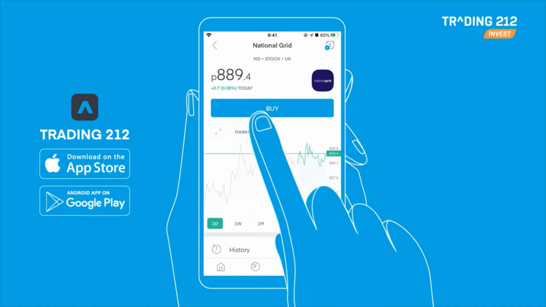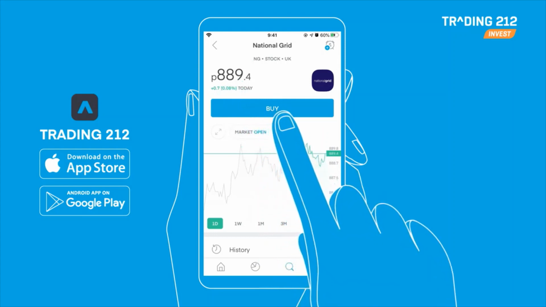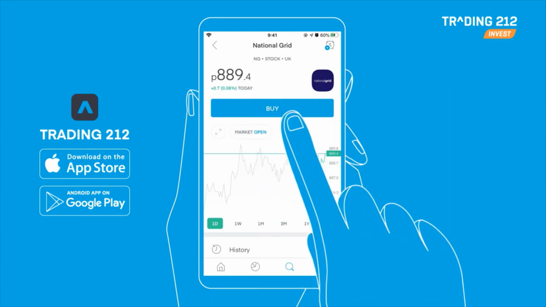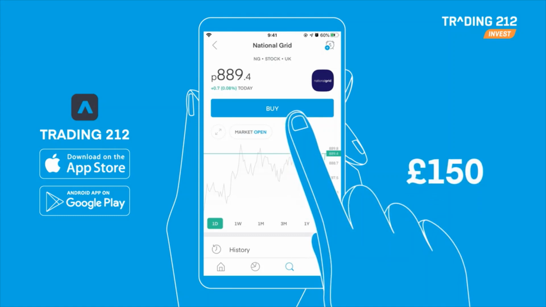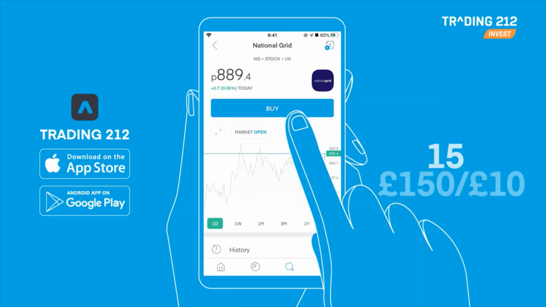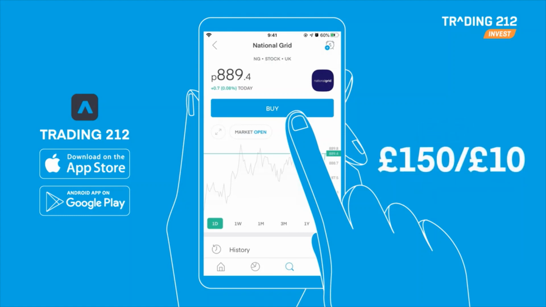Now we need to decide how many shares we want to buy. This depends on how much money we want to invest. If we want to invest £150 and the price of the stock is £10, we'll have to buy 15 shares. That's £150 divided by £10.